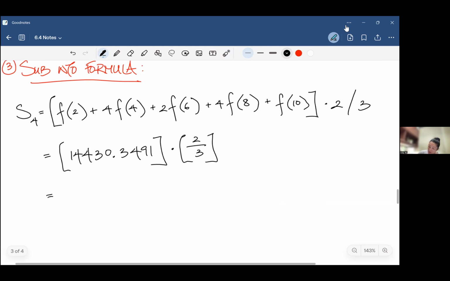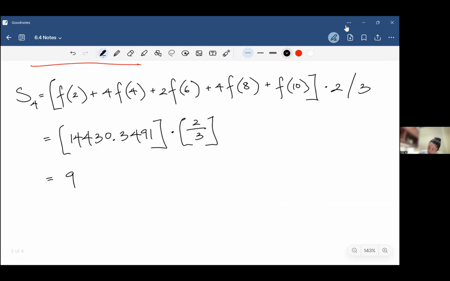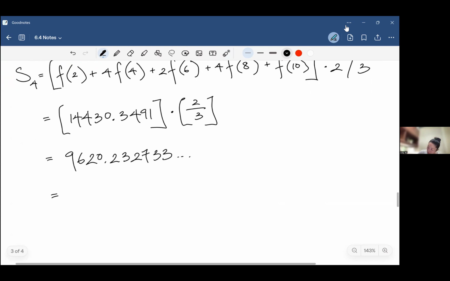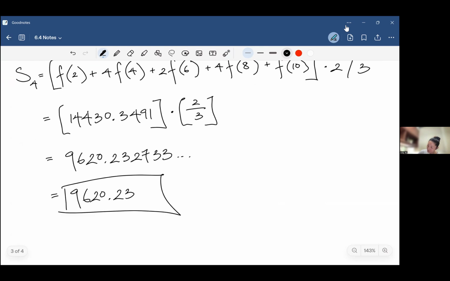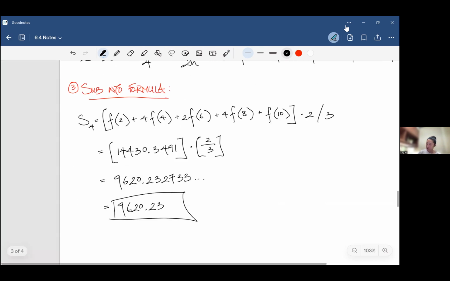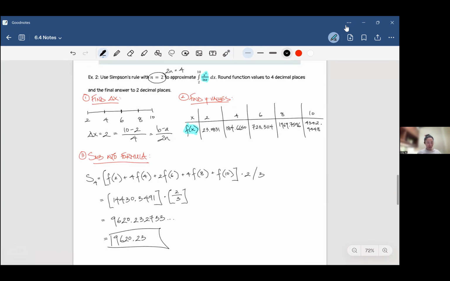So I'm going to type this all into the calculator. I got 9620.232733, keeps going, but we're going to chop it off after 2 decimals. So we can type in a final answer of 9620.23. All right, so let's get this all on one page for you. But that's how we use Simpson's to approximate our area.